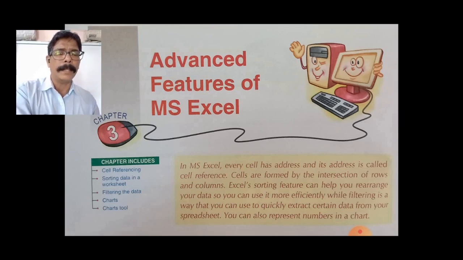In MS Excel, every cell has an address, its own address, and this is called the cell reference. Cells are formed by the intersection of rows and columns. What is the meaning of cells? Cells are formed by the intersection of rows and columns.